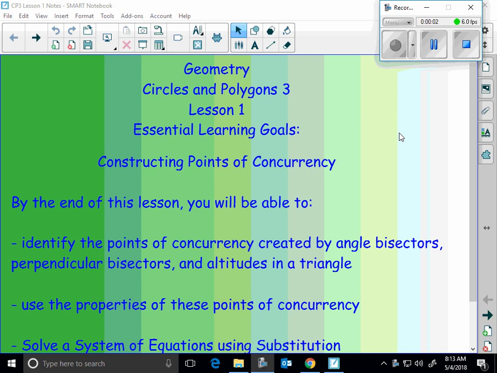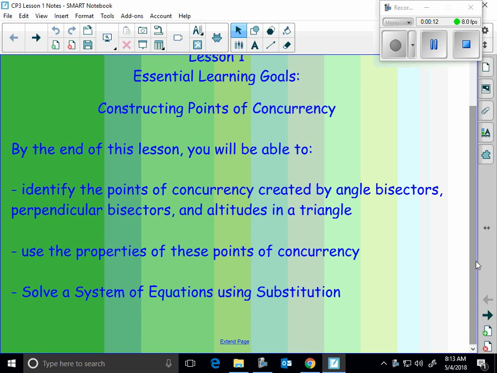All right, chapter 17, CP3, not to be confused with Chris Paul. This is Circles and Polygons Essential Learnings. Today we're going to talk about points of concurrency and their properties, as well as solve systems of equations using substitution only. Okay, so let's get rolling.